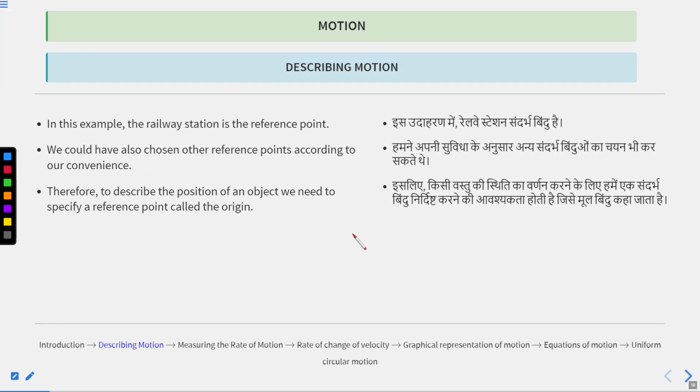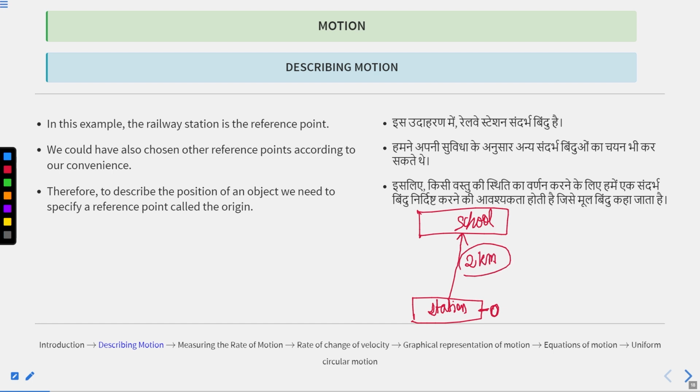And in maths, the reference point is known as the origin. If you are calculating the distance between the school and the station, you first assume that the station is at 0, and then you calculate that the school is 2 kilometers away from the station. So you have chosen the station as the origin. In the scale, when you see your centimeter scale, you first start measuring anything from 0. So 0 is the origin.